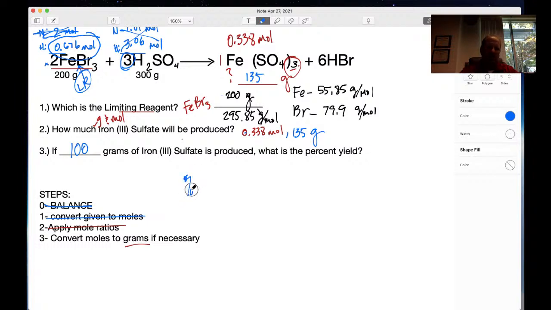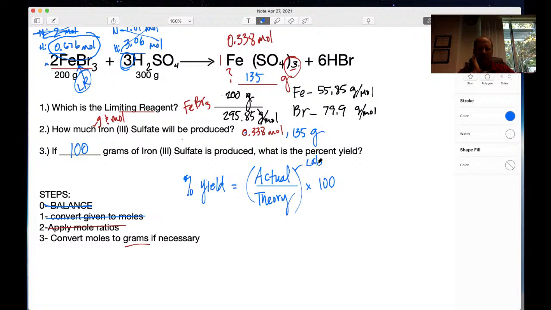So percent yield is equal to actual yield divided by theoretical yield, actual divided by theory, multiplied by 100. Okay, so actual is found in the lab. Theory is found using math. That's just a regular stoichiometry problem, what we just did.